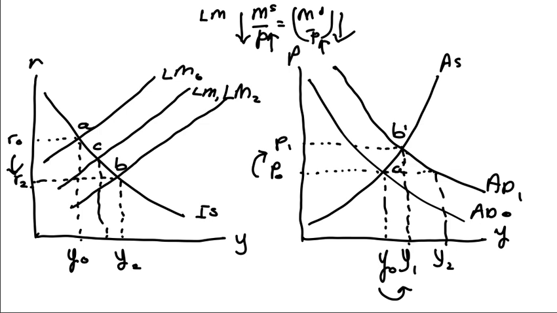We can see that output decreases from Y2 to Y1. And finally, interest rate from R2 to R1. So you can see the net change in income is still an increase from Y0 to Y1. And the price of investment, which is interest rate, has decreased in net from R0 to R1.